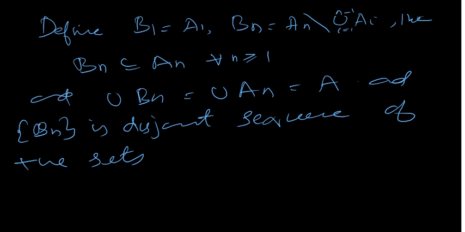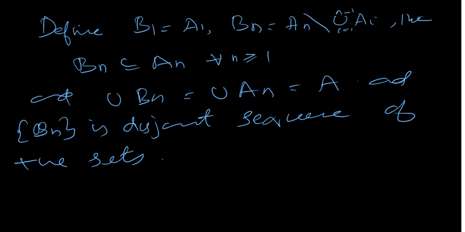So Bn is a disjoint sequence of positive sets, and they are also measurable, in fact, because each is the difference of two measurable sets. Okay. So it's a disjoint sequence of positive sets. Now we have to show that this union of Bn is a positive set.